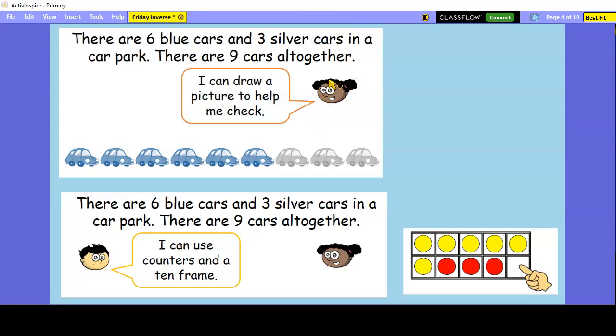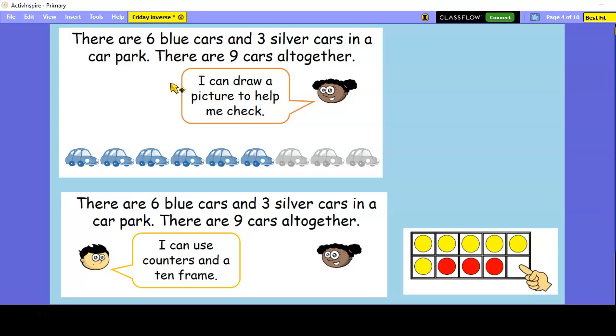This girl here, so she was doing the problem. There are 6 blue cars and 3 silver cars in a car park. There are 9 cars altogether, and she needed to check if 9 was the correct answer for the total. So what did she decide to do? She said, I can draw a picture to help me check.